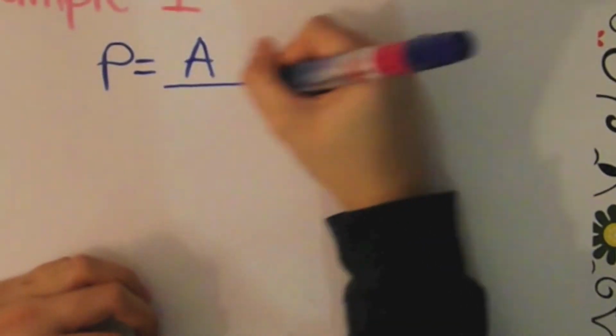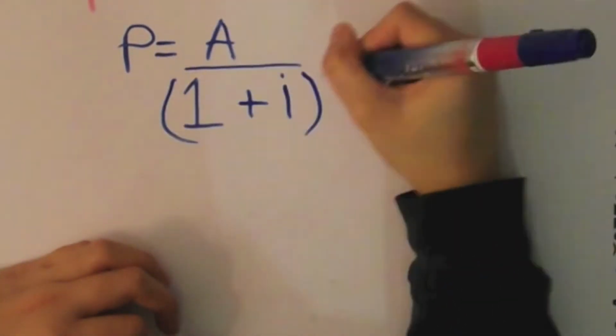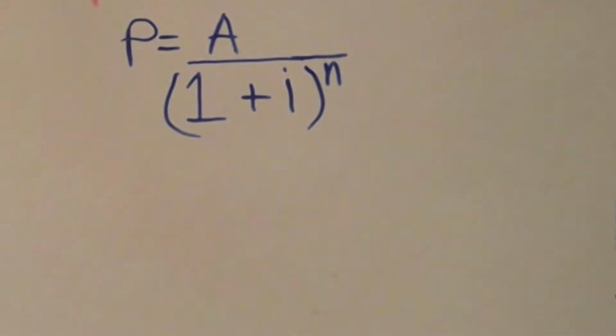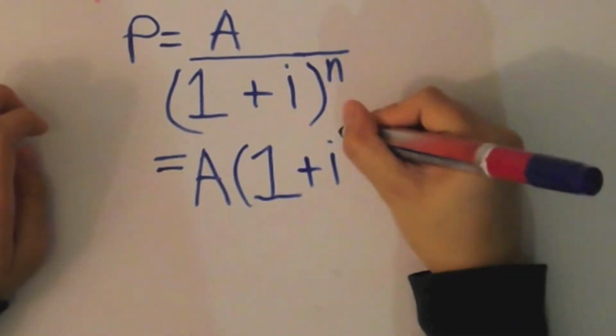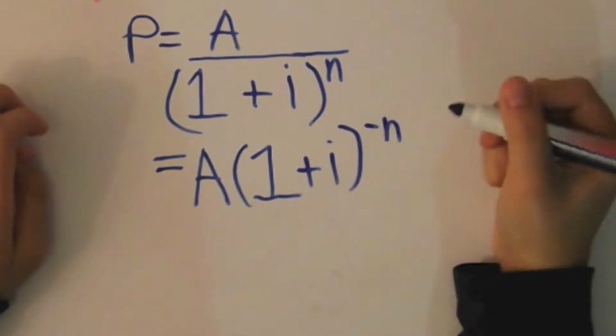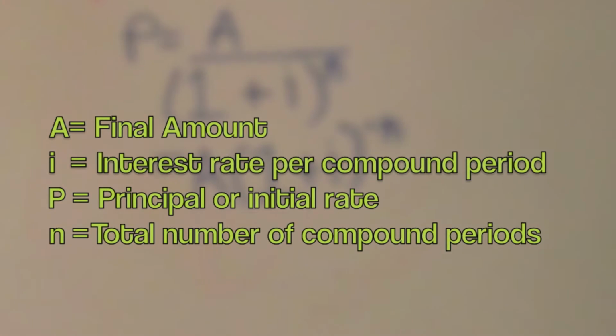This is the main formula we'll be using to find the present value. And this is just the modified version of the main formula. To get the modified version, you must divide A by the denominator, and there you will have a negative exponent. In order to complete the formula, you must know what A, I, P, and N stand for.